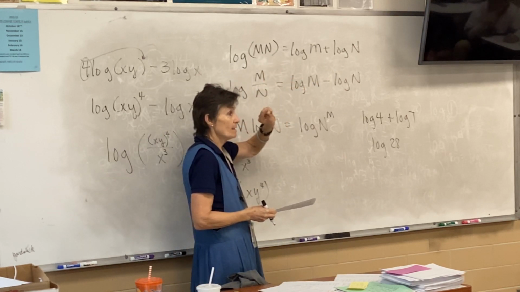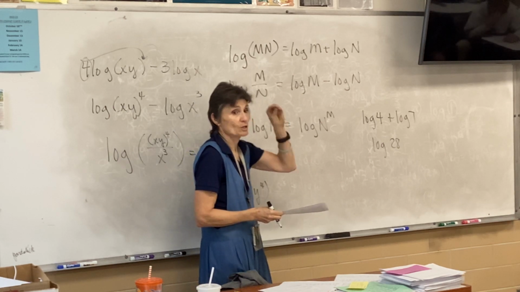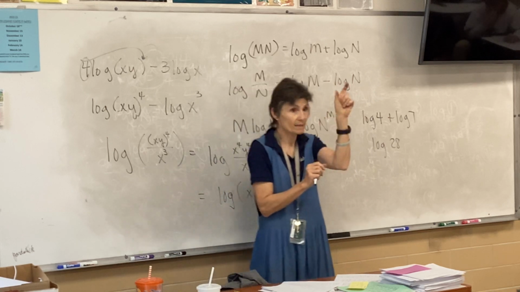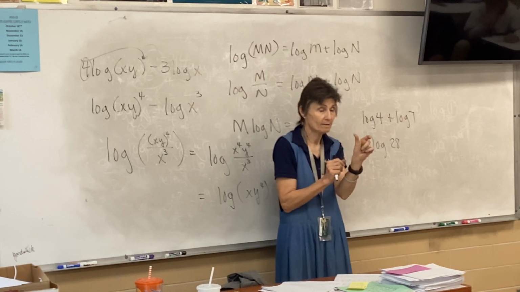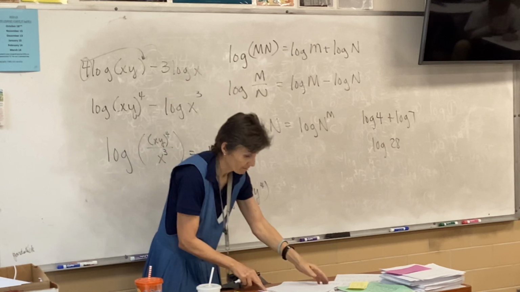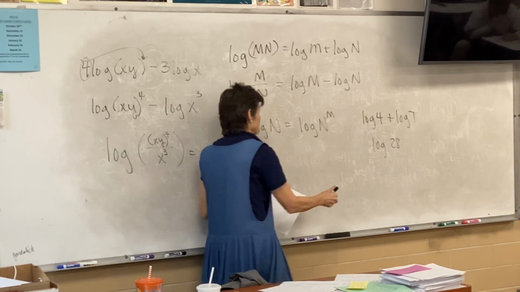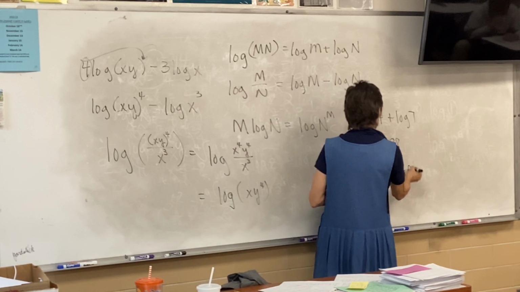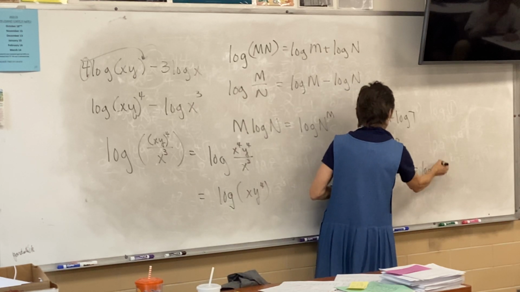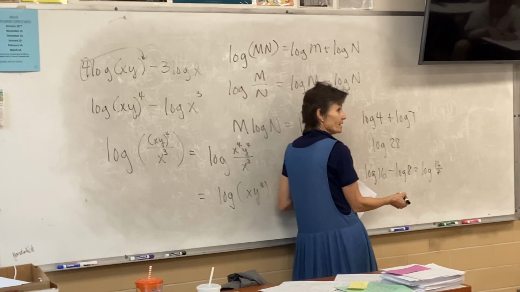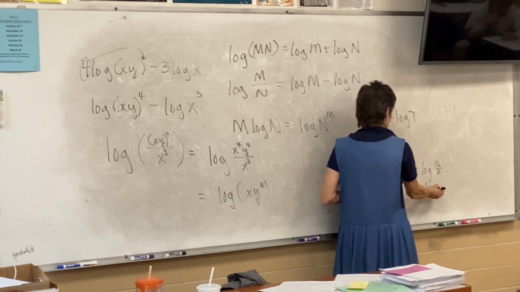Now notice, it isn't 28, it's log 28. When you combine two logarithms, you get another logarithm, just one. So it's log 28. What's F? If you said log 2, you're right, because this is the log of 16 over 8. And 16 divided by 8 is 2.